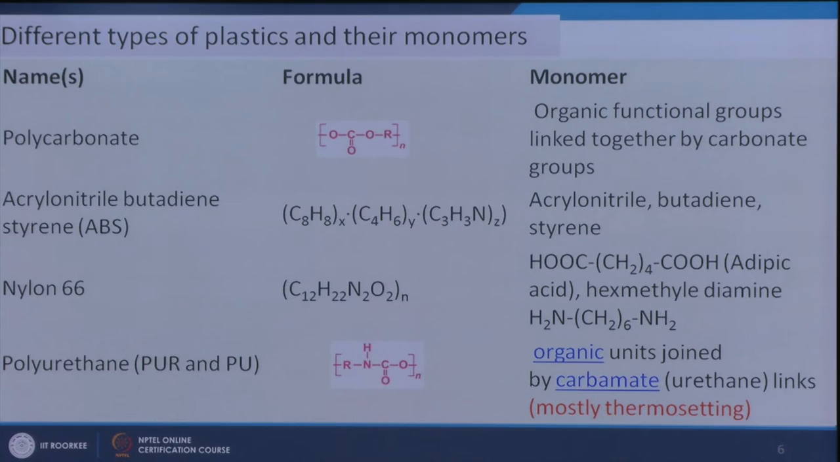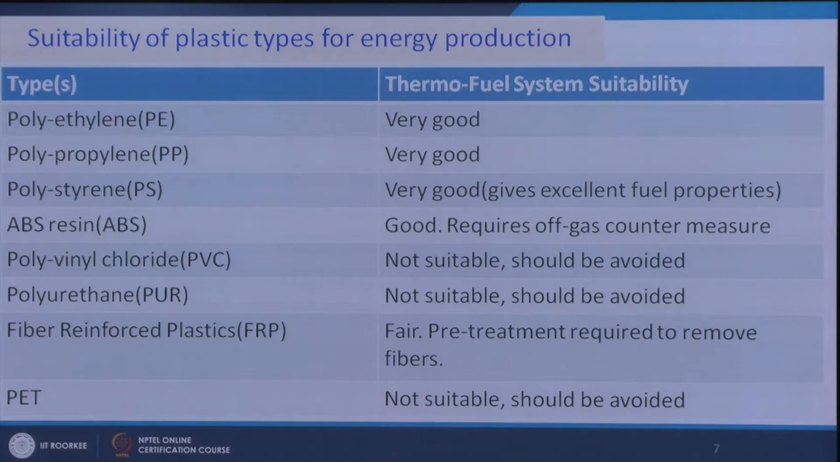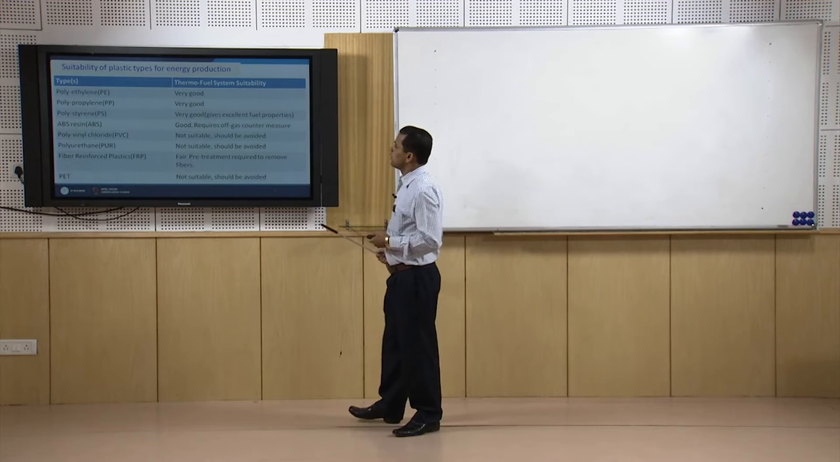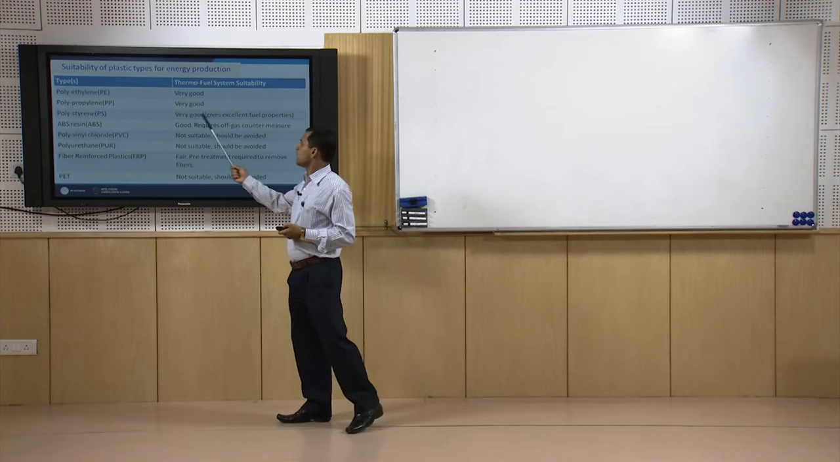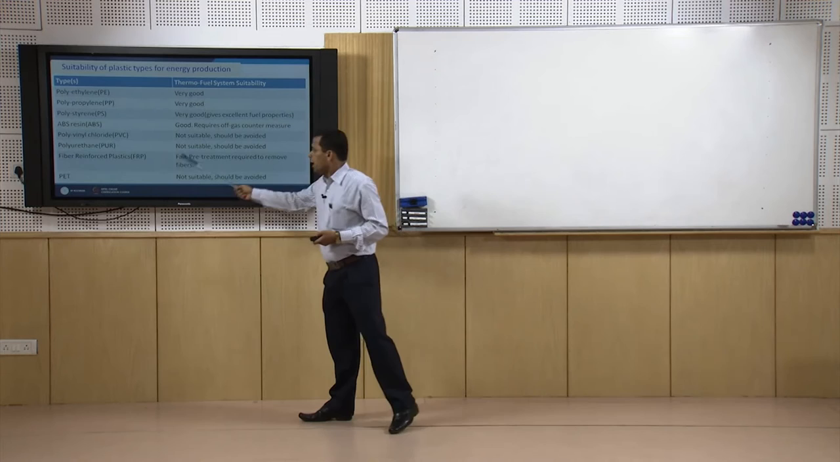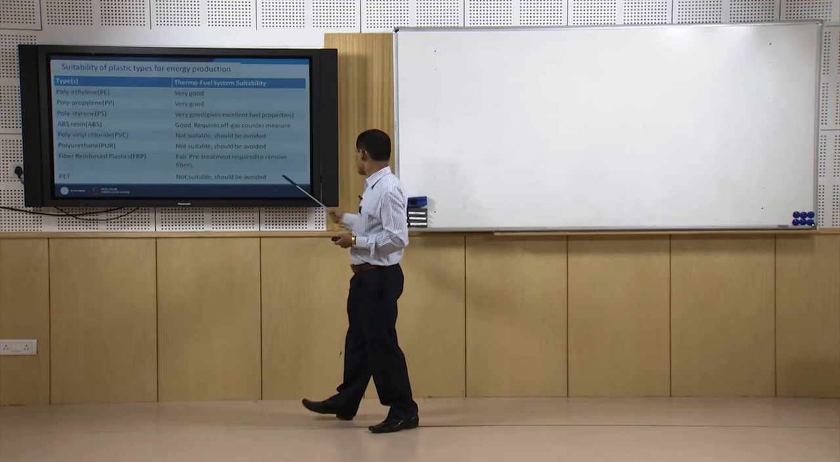Here this table gives us the suitability of different types of plastics for oil production. Polyethylene, very good; polypropylene, very good; and polystyrene is also good and gives excellent fuel properties. PVC and PET are not suitable. PVC gives HCl, and PET also gives some other toxics due to the presence of terephthalic acids and terephthalates.